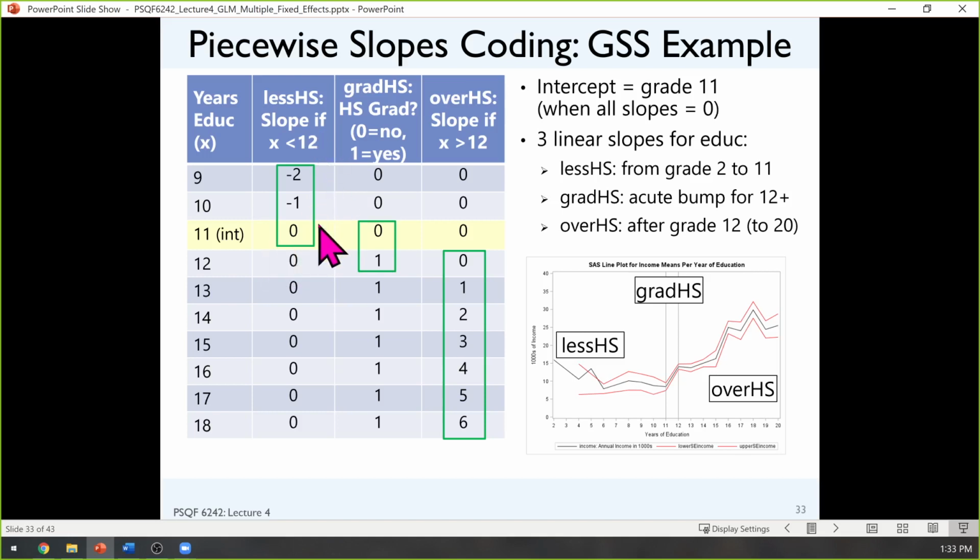But because I want this slope to only capture the effect of education prior to 11th grade, I zero it out all the rest of the way down. So it stops after 11th grade. It does not index changes in education anymore.